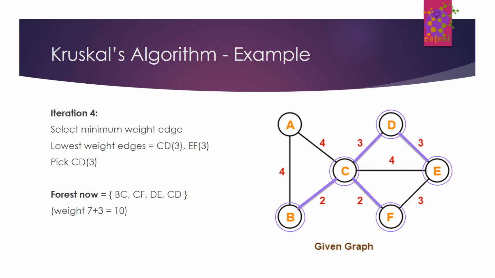And so if you notice, we have now covered about 5 vertices, 4 edges, BC, CF, DE and CD, and the weight of the spanning forest has increased to 7 plus 3, 10.